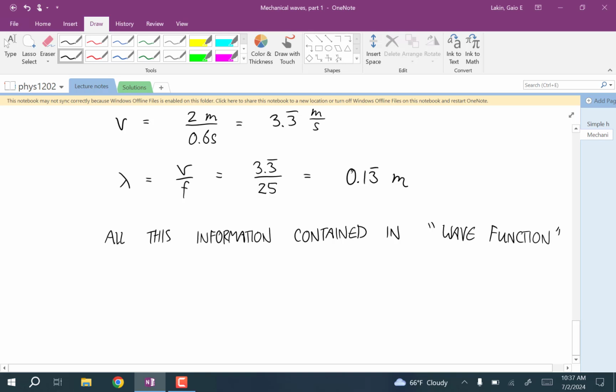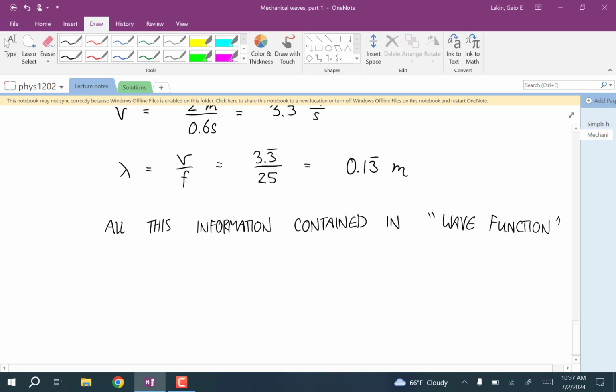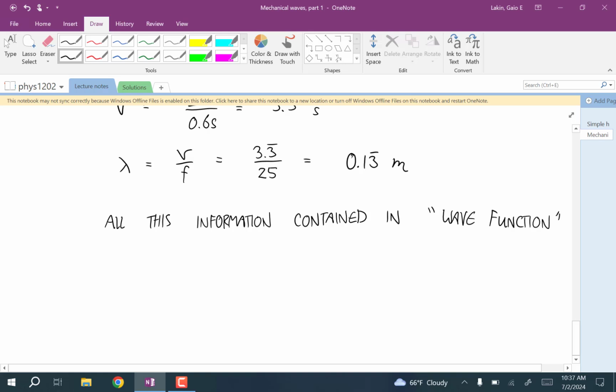And the form of the wave function is y as a function of the independent variables x and t is equal to A, the amplitude, times the sine of 2 pi over the wavelength times x minus 2 pi v over the wavelength times t.